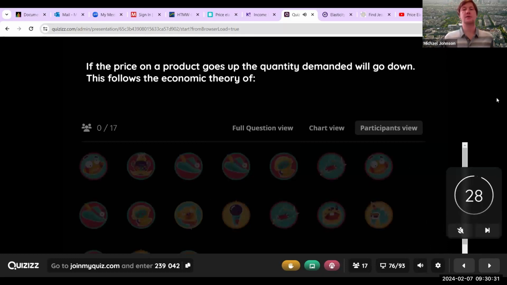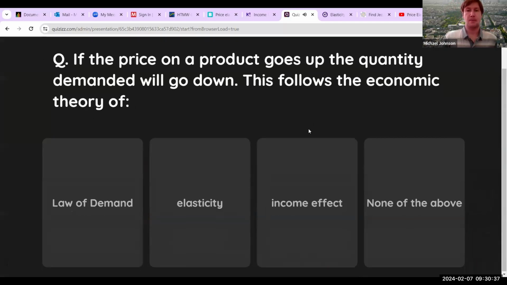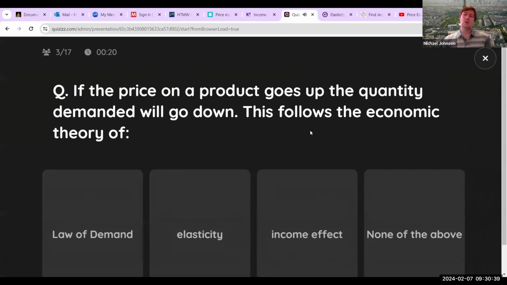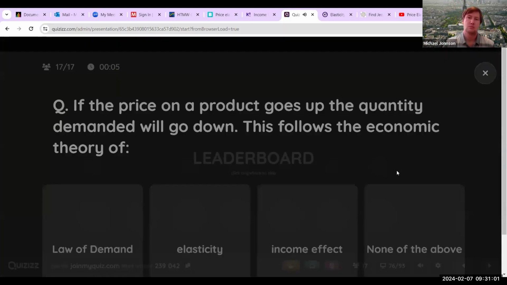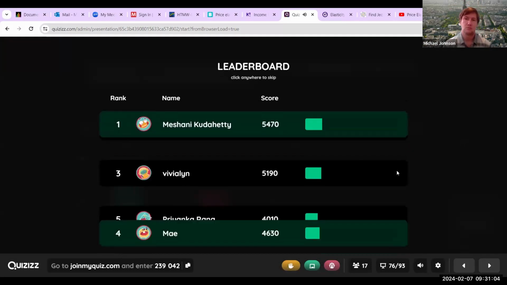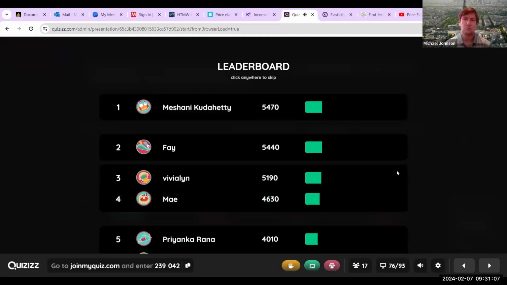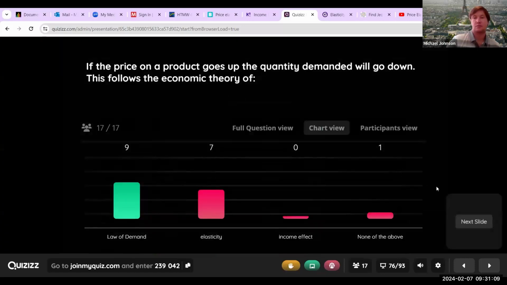If the price of a product goes up, the quantity demanded will go down. This follows the economic theory of what? It's the law of demand.